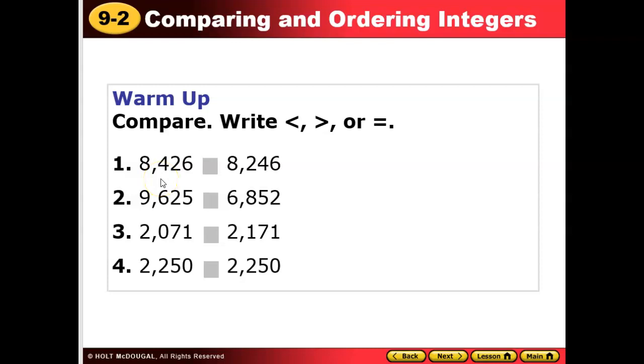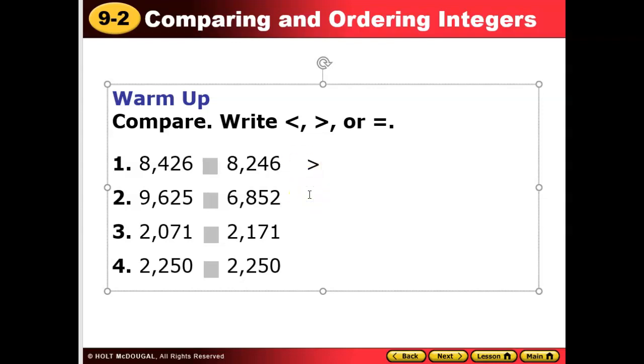So number 1, we are comparing 8,426 to 8,246. So 8,000, that's the same. And then you go to the hundreds place, and of course 400 is larger than 200, so the sign that you would put in this little shaded box would be the greater than, because 8,426 is greater than 8,246.